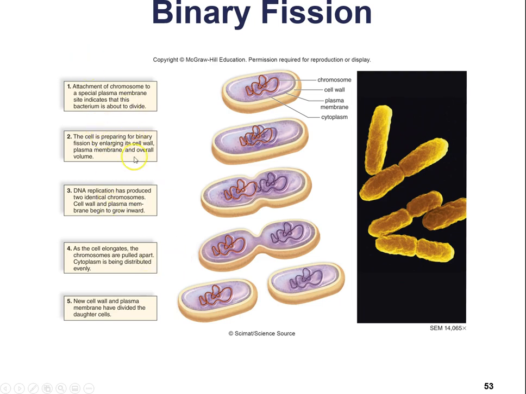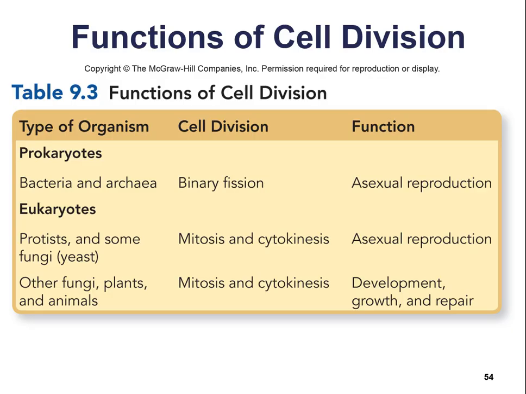You don't need to know the exact steps here, and in fact, there's not that much detail here anyway. So I'm not really going to ask you about the different phases of binary fission. I'm not going to show you a picture of a prokaryotic cell and ask what's happening here, so you don't need to identify that like you would for the phases of mitosis. In terms of functions, we already said this, but here it is in table form. For bacteria and archaea, binary fission is a form of asexual reproduction. In eukaryotes, it can be a form of asexual reproduction, but for multicellular organisms, it's development, growth, and repair. All right, and that concludes that.